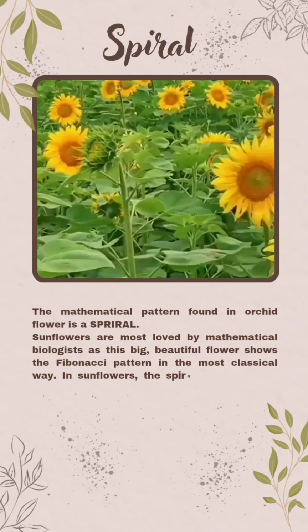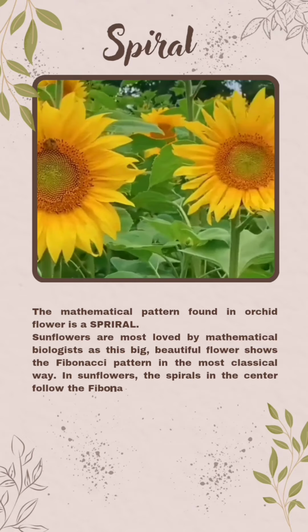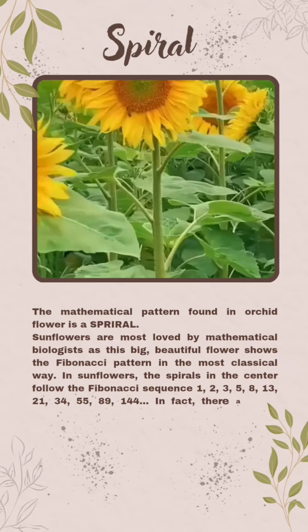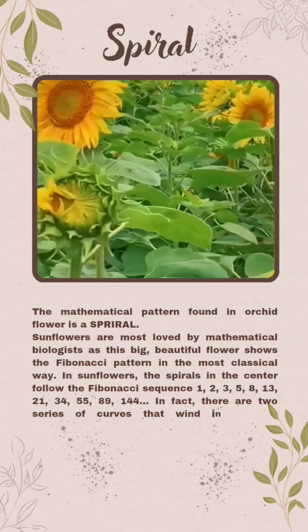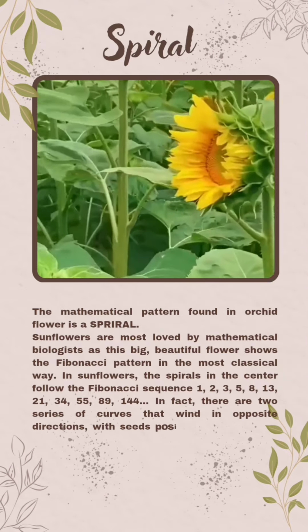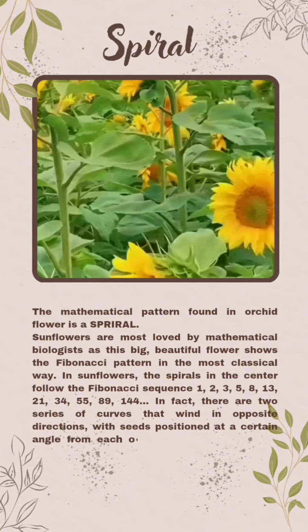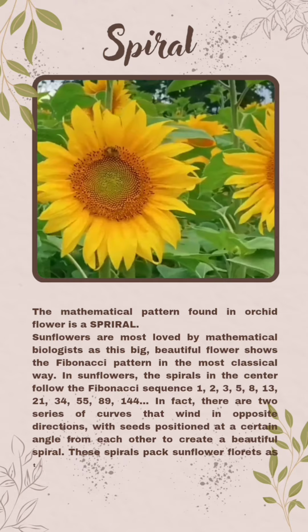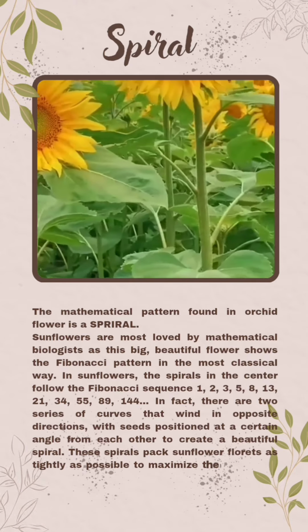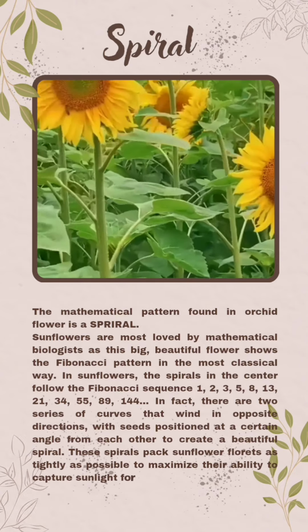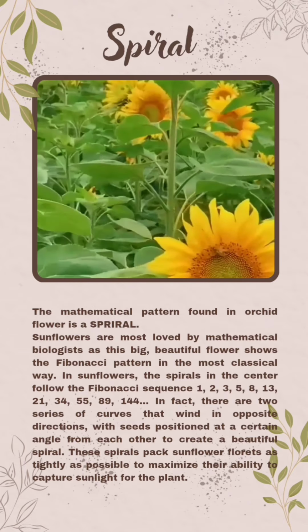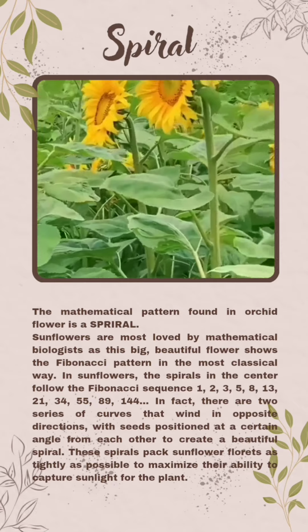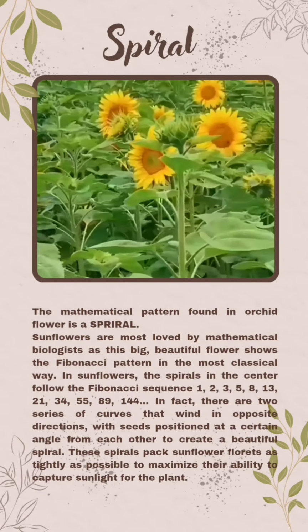In sunflowers, the spirals in the center follow the Fibonacci sequence: 1, 2, 3, 5, 8, 13, 21, 34, 55, 89, and 144. In fact, there are two series of curves that wind in opposite directions, with seeds positioned at a certain angle from each other to create a beautiful spiral. These spirals pack sunflower florets as tightly as possible to maximize their ability to capture sunlight for the plant.